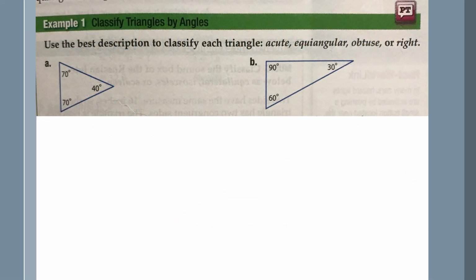Okay, use the description to classify each triangle as acute, equiangular, obtuse, or right. So we can look at this first triangle here, and we can see that all of the angles are less than 90. So this would be an acute triangle. Triangle B, we have a 30-degree, that's acute, 60-degree, that's also acute, but we have a 90-degree angle. So that makes this a right triangle.